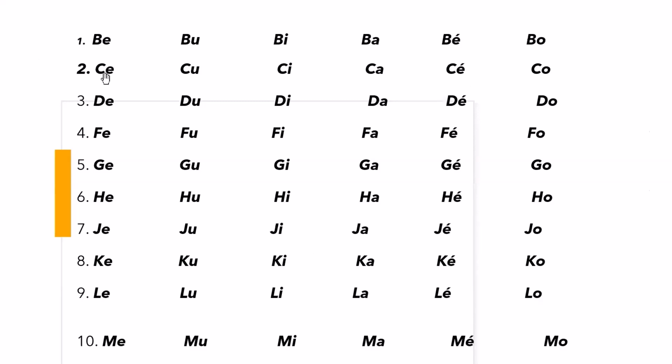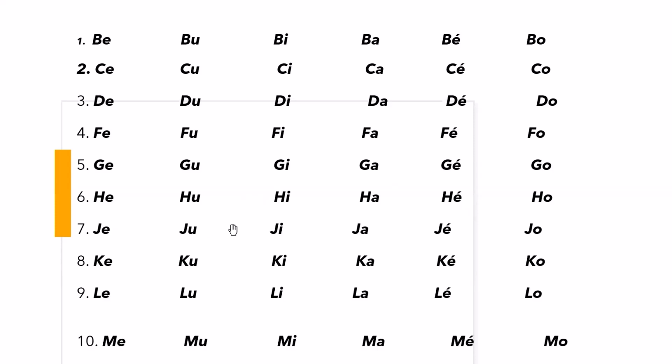And this will be e, u, i, a, u, o. This will be de, du, di, da, du, do. Fe, fu, fi, fa, fu, fo. Ge, gu, gi, ga, gu, go. He, hu, hi, ha, hu, ho.